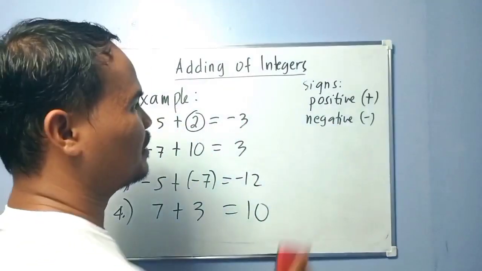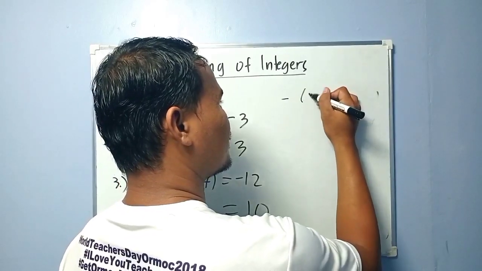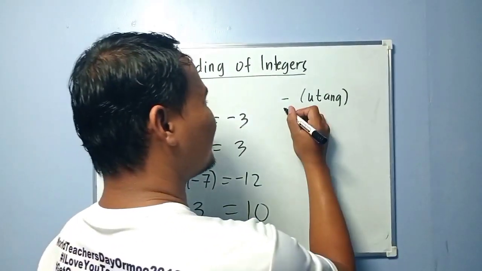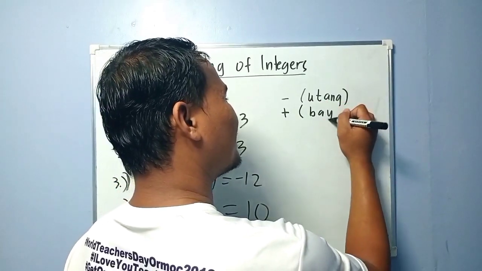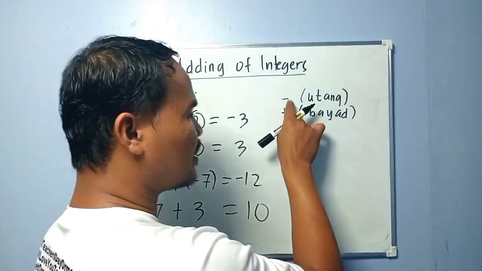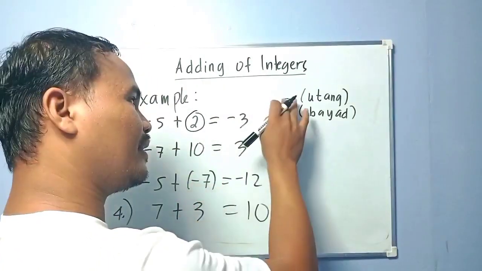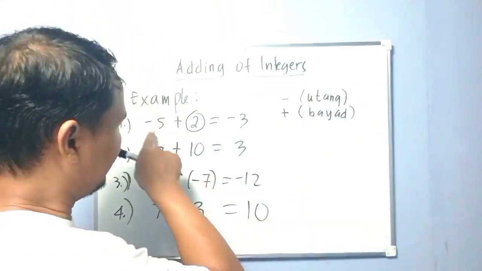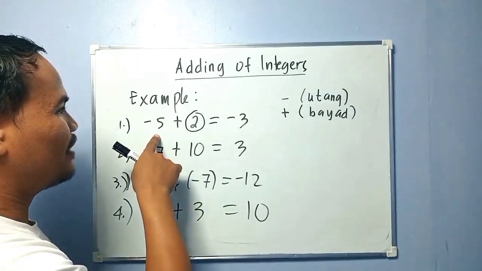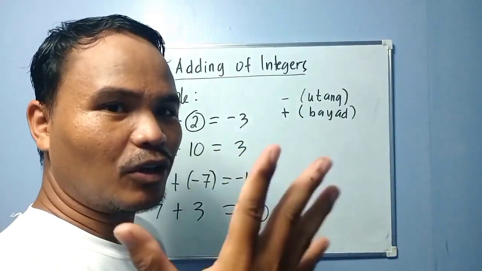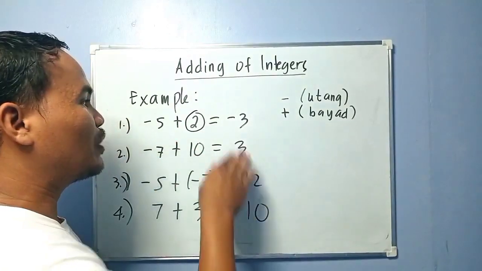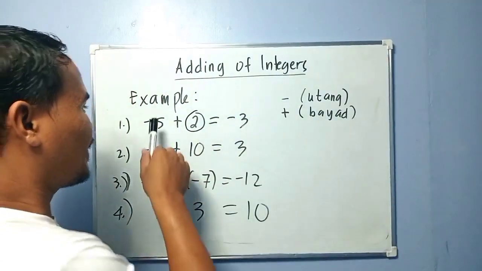Now, why is it that negative 3 is the answer? I have 3 solutions. First solution: negative as utang. Let's say positive as bayad. Again, 2 signs in dealing with adding of integers. Do not forget the negative and the positive side. So here I'm going to set negative as my utang and positive as my bayad. In this example, I have -5. Yung utang ko 5 piso. Since this is positive and positive is the bayad, binayaran ko ng 2 piso, so may utang pa ako ng 3 piso.